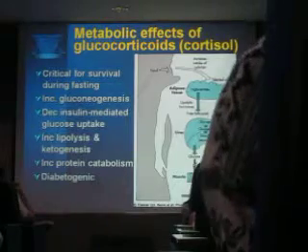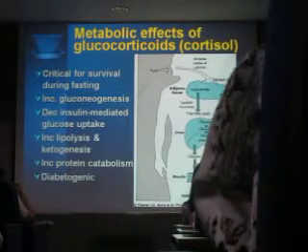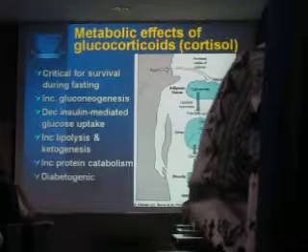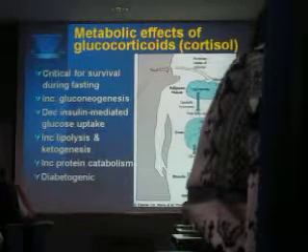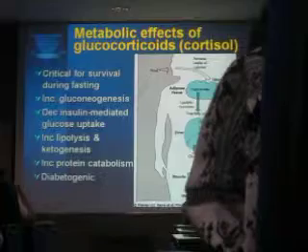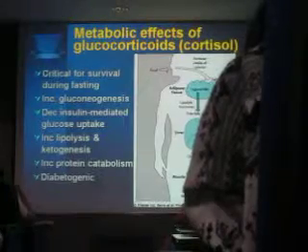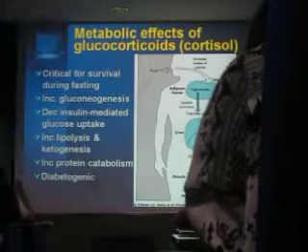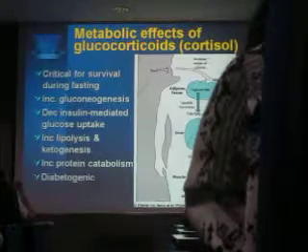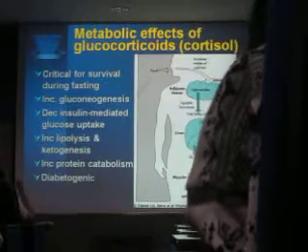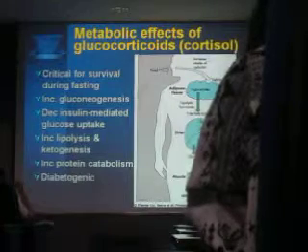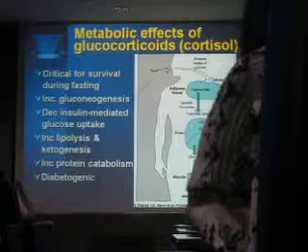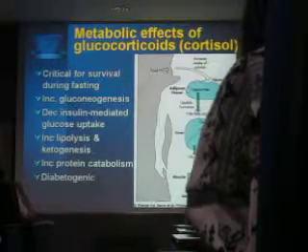Cortisol is critical for survival and during fasting. It promotes an increase in glucose and it is diabetogenic. It increases your gluconeogenesis and decreases insulin-mediated glucose uptake in your insulin-sensitive tissues, which are your muscle and adipose. At the same time, it promotes lipolysis and ketogenesis. It also increases protein catabolism for more amino acids for gluconeogenesis. And again, it is diabetogenic, lipolytic, and ketogenic.